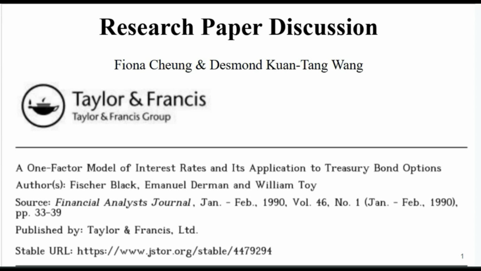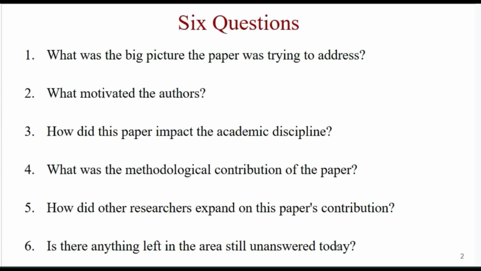In this video, I will go over this finance research paper called A One-Factor Model of Interest Rates and Its Application to Treasury Bond Options by authors Black, Derman, and Toy. It was published in the Financial Analyst Journal, January-February 1990, Volume 46, Number 1. And it was developed by Black, Derman, and Toy when they were at Goldman Sachs in the 1980s. So we can get the paper from this link, and it is also provided to the class on Canvas.